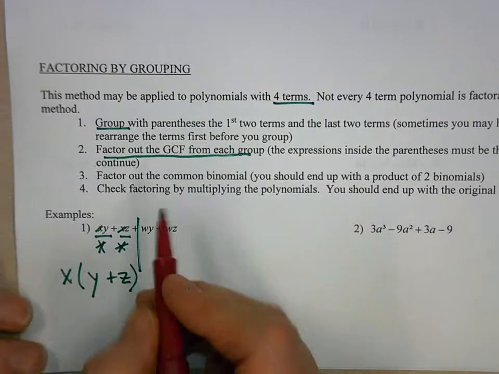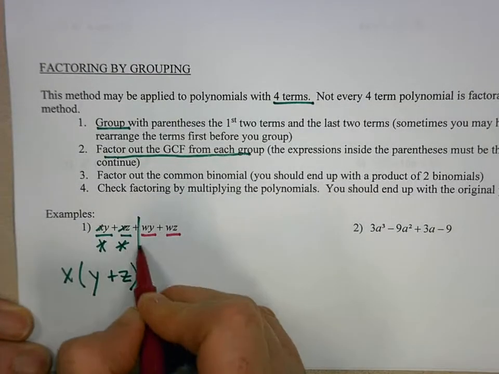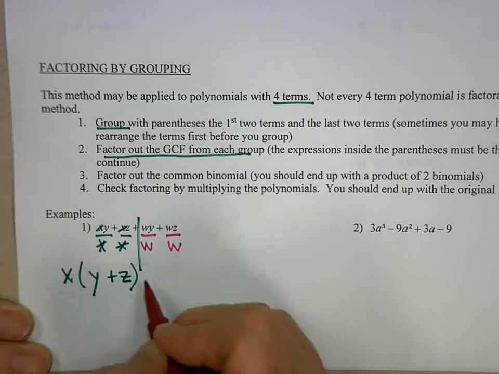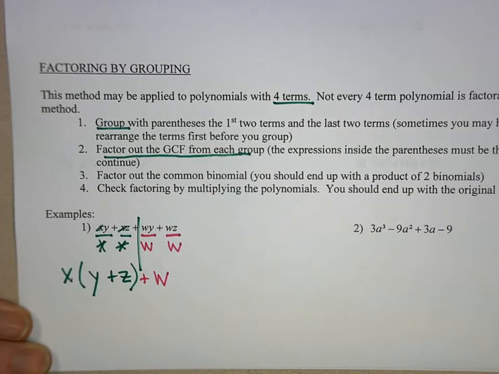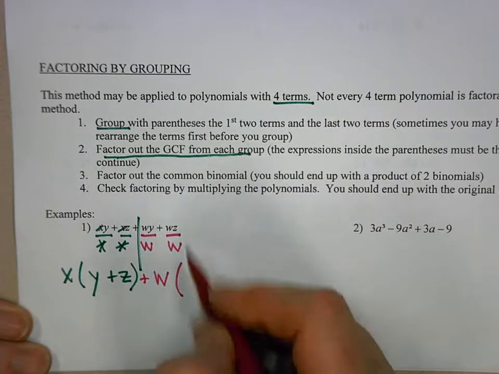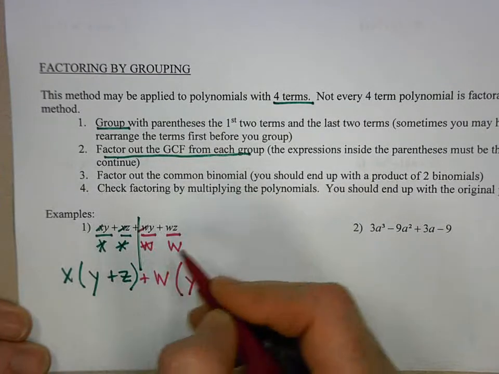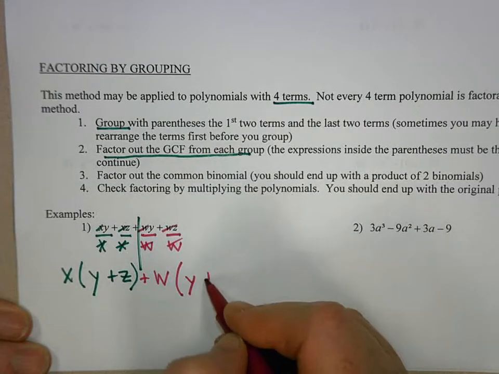What about the next side? What can I factor out of both? Well, I can factor out a w. So I do. That's factored. What's left? Y, the w's cancel, and plus z.